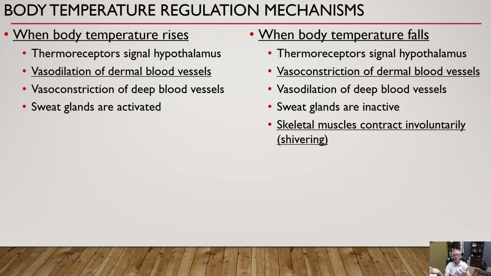When your body temperature falls a little bit, again, thermoreceptors, hypothalamus, vasoconstriction of your dermal blood vessels. Those are the ones closest to your skin. Your body's trying to conserve heat. Obviously, you don't have any sweat glands that are active. Your body's conserving heat. You start to shiver a little bit. The heat goes through your core. Hopefully, you warm up a little bit. Negative feedback loop. Something's too high, we want to lower it. Something's too low, we want to increase it.